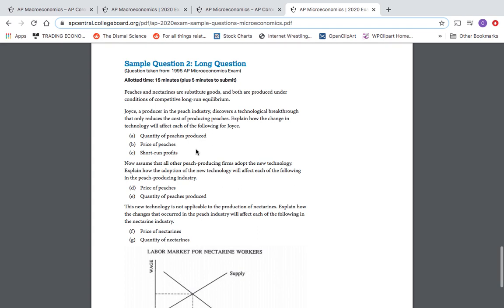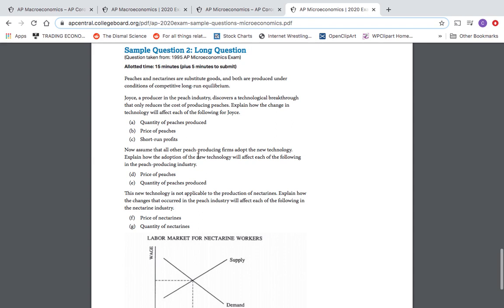Here Joyce has a technological breakthrough, so she's more productive, which means her marginal costs probably are falling, lower average total costs. So I'd expect to see more output and higher profits, at least in the short run, for Joyce. And then as it goes to larger scale, you consider the effects in the overall market for the next part.